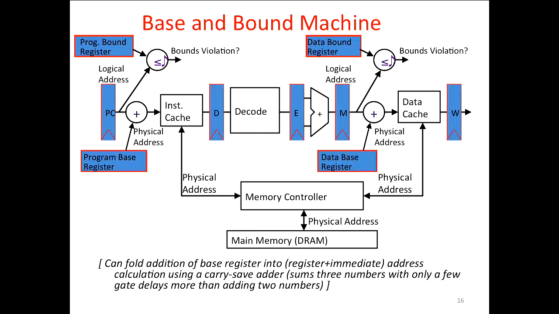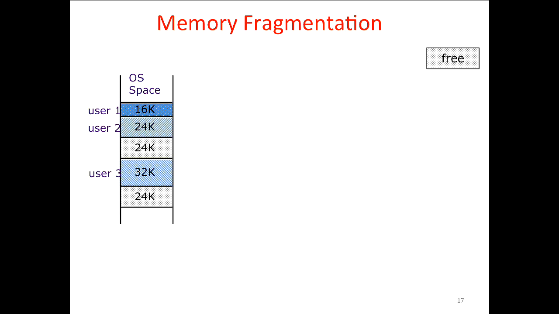All right, so now talking about fragmentation. One of the problems with this kind of machine is this notion of fragmentation. Say I start with a set of jobs running on the machine. This is an old slide, so these are pretty small jobs, 16 kilobytes, 24 kilobytes, 32 kilobytes. And there's some holes, pieces of memory I'm not using.